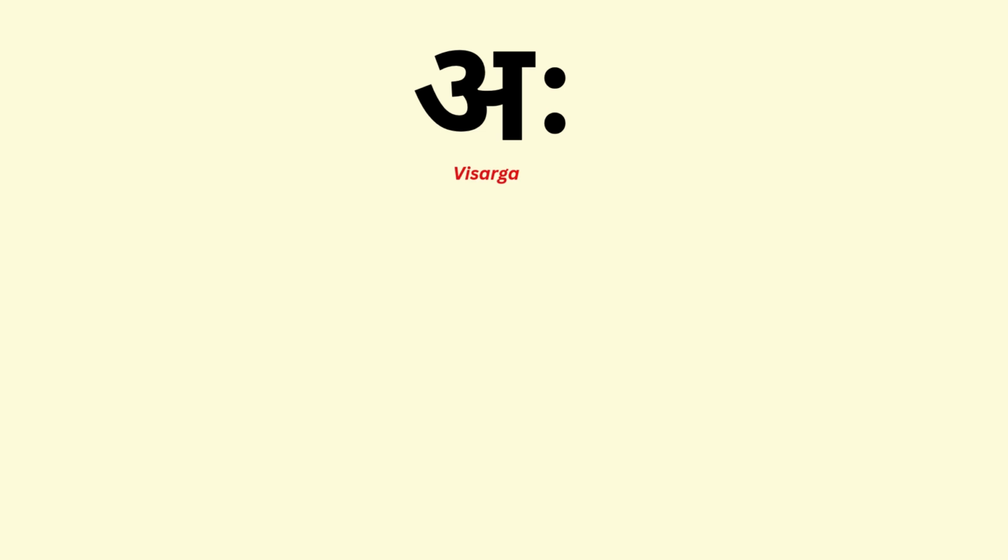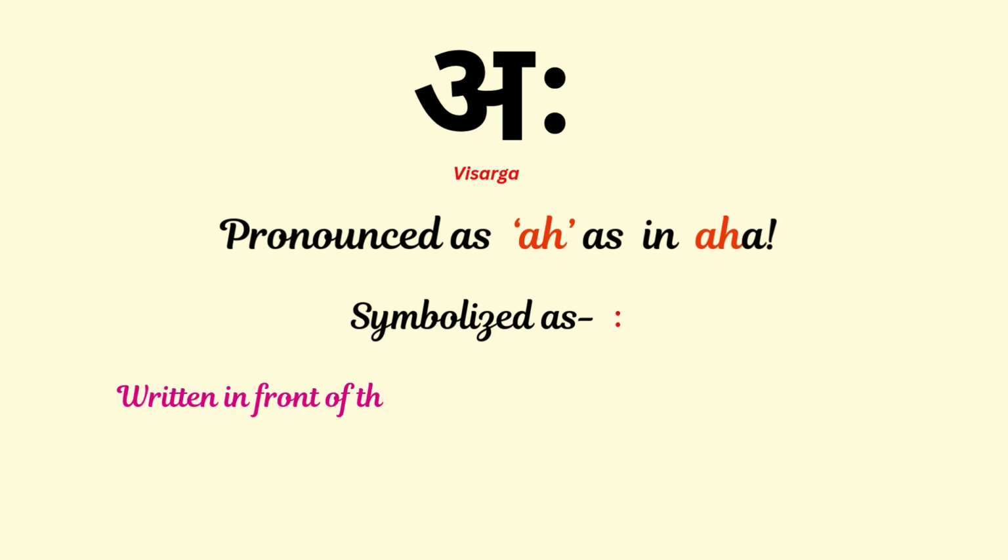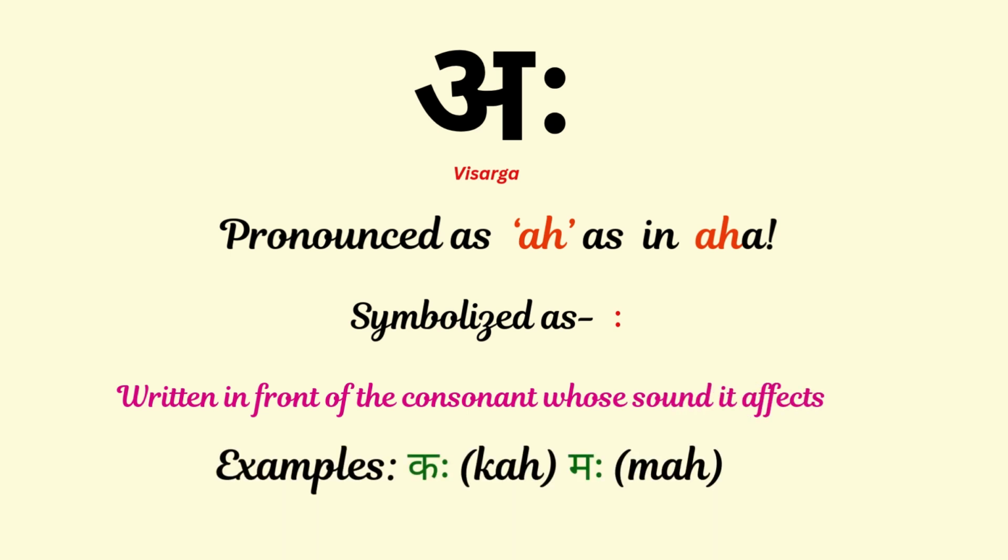And we come to the last swar, that is ah, which is pronounced as ah as in the word aha. It's a visarg and is represented by the symbol colon, which is written after the consonant whose sound it affects. For example, kah or mah.